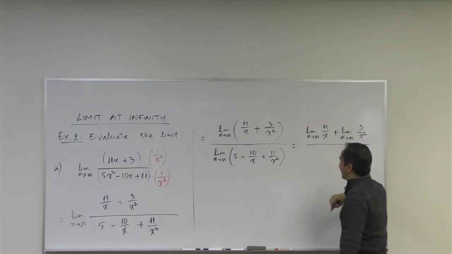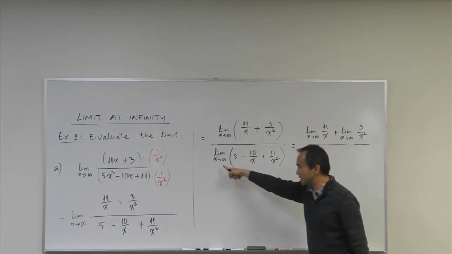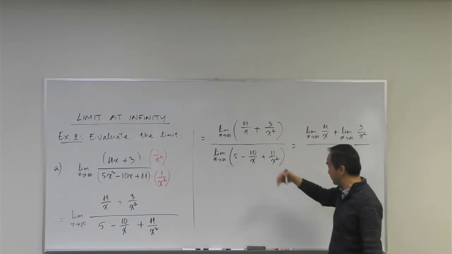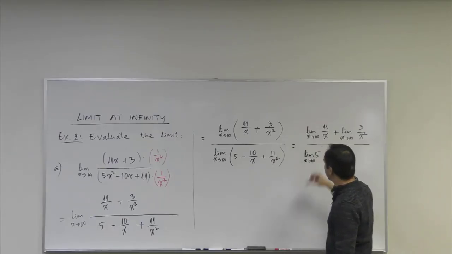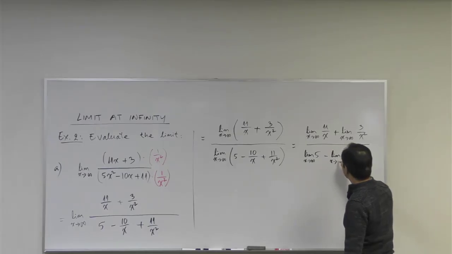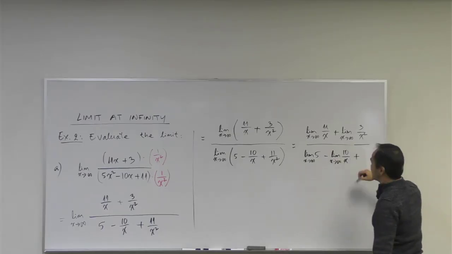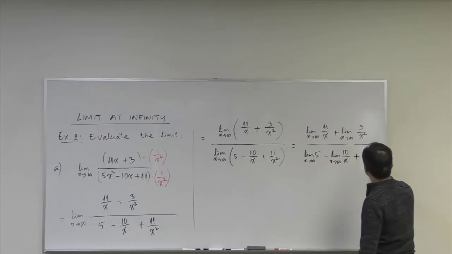And then I'm doing the same for the denominator. I have 3 terms this time, so the same limit problem can be done by 3 separate little ones. So the limit as x goes to infinity of the 5, then subtract the limit of 10 over x as x gets close to positive infinity, and plus the limit of 11 over x squared as x gets close to infinity.